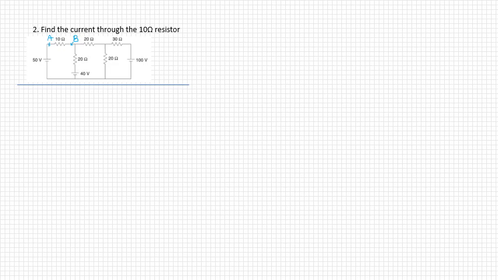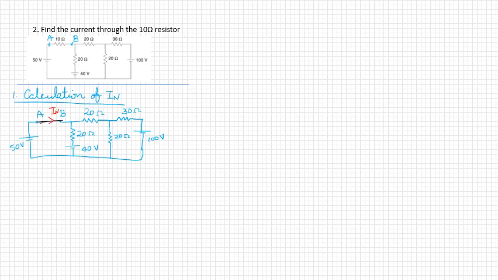The first step is the calculation of IN. In order to calculate IN, remove the load resistor 10 ohm and place a short circuit between terminals A and B. Then find the short circuit current IN. In order to find out IN, let's use the mesh analysis method. So mark the mesh currents I1, I2 and I3.